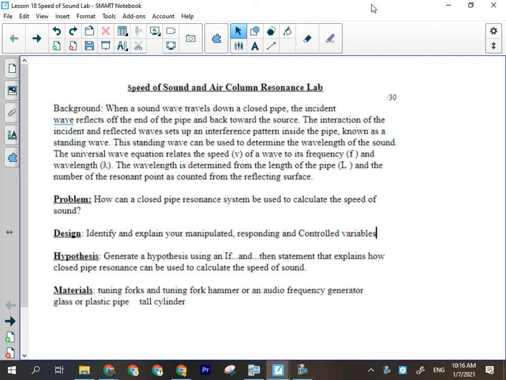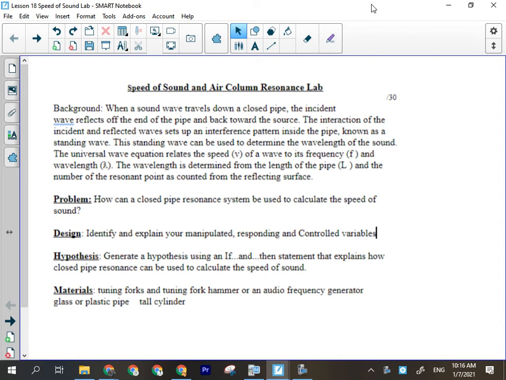All right, so what we're doing is we've got our speed of sound and air column resonance lab. We learned about standing waves in closed air columns and open air columns the other day. When a sound wave travels down a closed pipe, the incident wave reflects off the end of the pipe, or if it's full of water, off the water, and back towards the source.